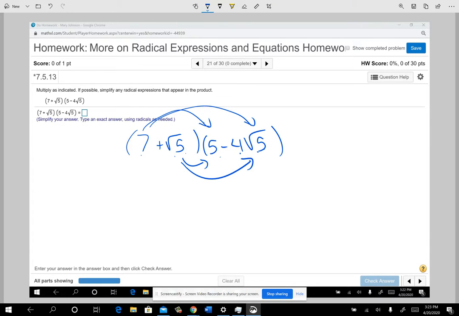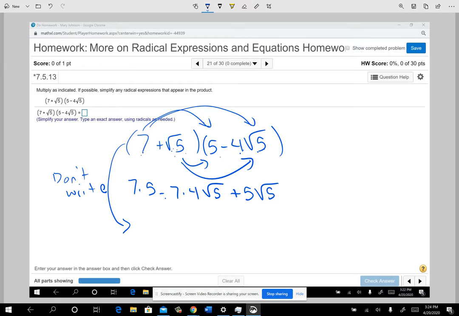Now, this is the step I really don't want you writing, but I'm going to show it to you while I talk it out. I want you getting from the beginning to this next step. So you take the 7 and distribute it. So positive 7 times a negative 4, that would be negative. Then you're going to come back over and do square root of 5 times positive 5. So you're going to have a 5 outside and then a square root of 5. Then you're going to take, well, let me write it.